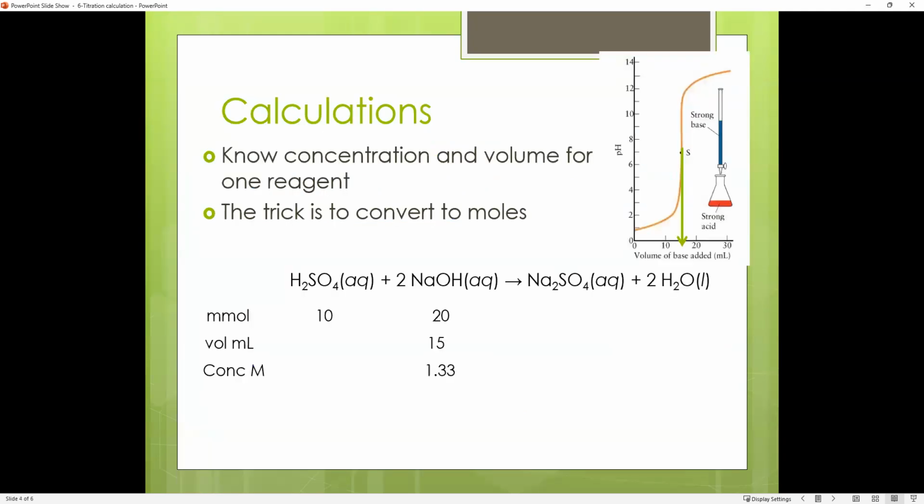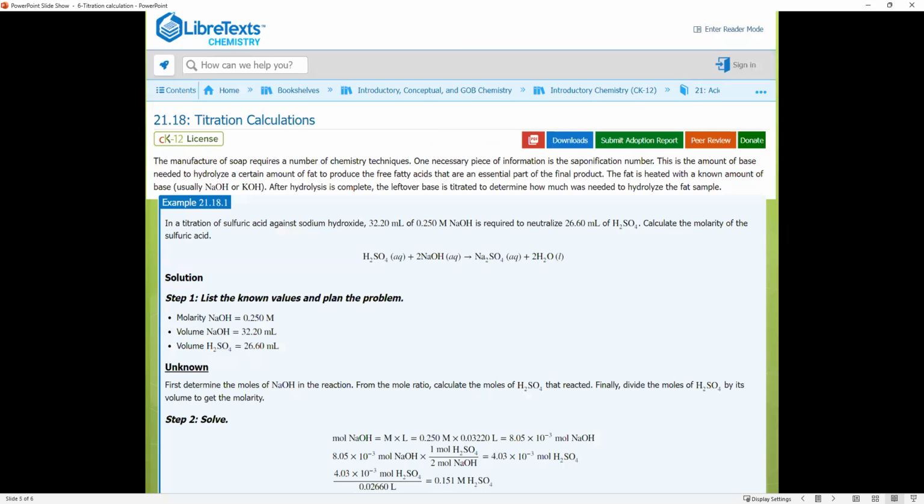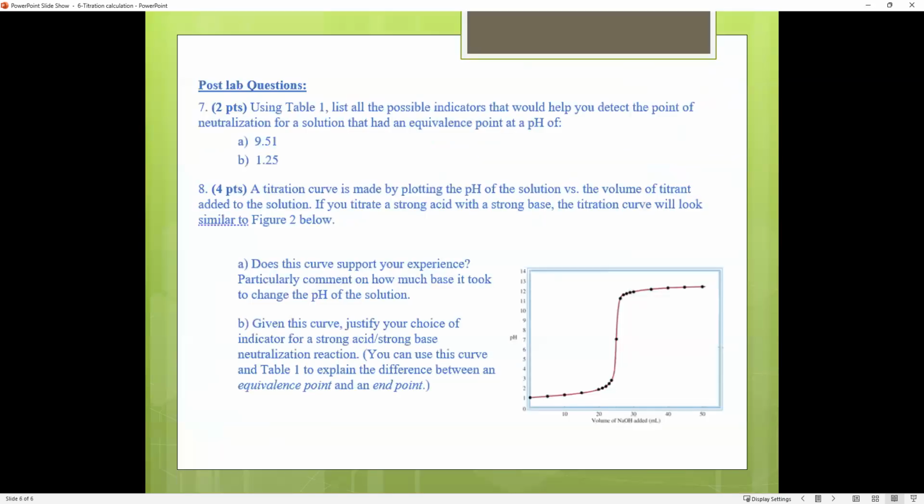Now the post-lab question here: list all the possible indicators. For this, you just go back to the beginning of the lab in the background. That's an easy one. And now in 8, I talked about this in the pre-lab. Does this support your experience?